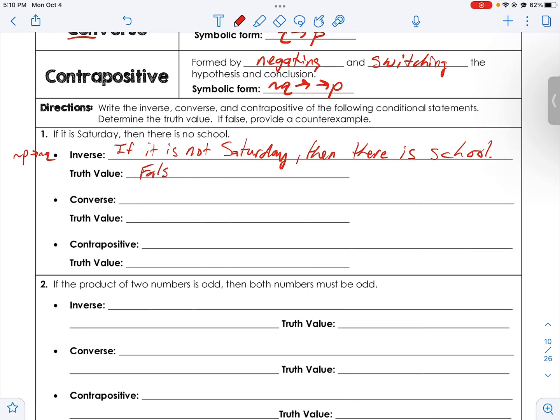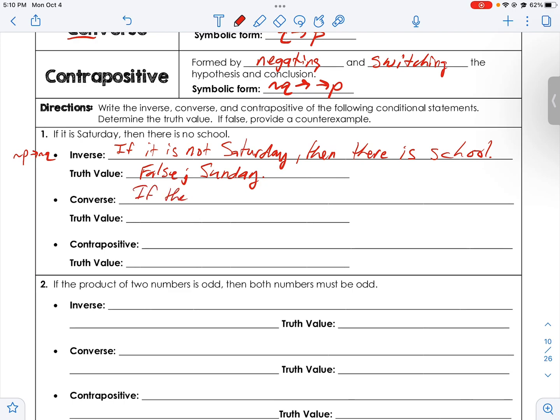Well, I say that's false. Because I know about this little thing called Sunday. Okay. Sunday is a day of the week that is not Saturday, but there is not school. So that is not a true statement. Just because it's not Saturday doesn't mean you have to go to school. Don't forget about Sunday.